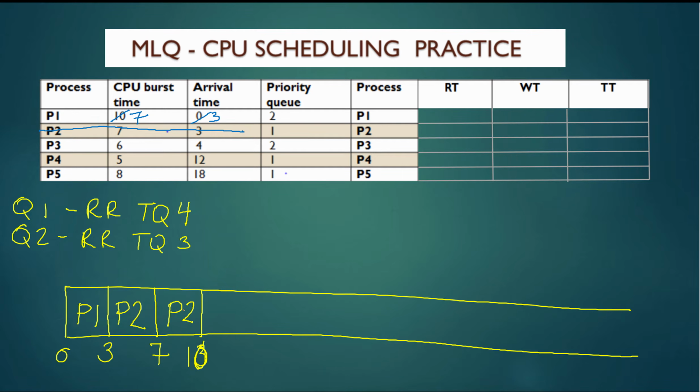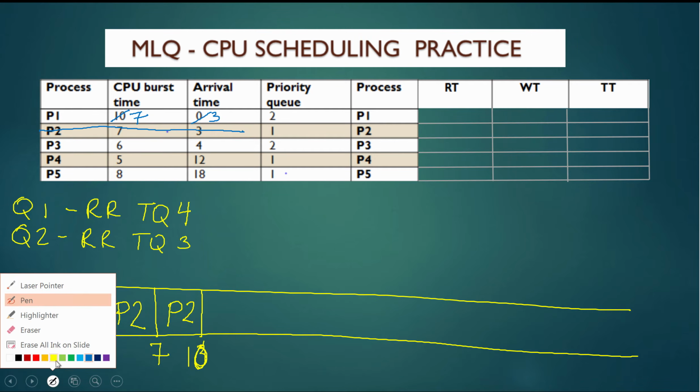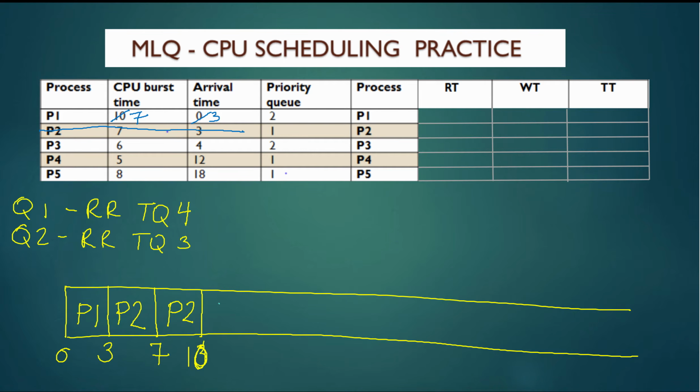So P1 is going to go, and when P1 goes, P1 should get 3 time units of CPU burst. However, if you notice, at time 12 we will have the arrival of P4, and P4 is a higher priority.